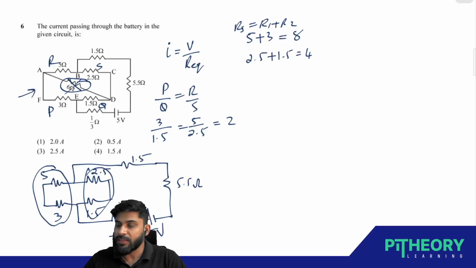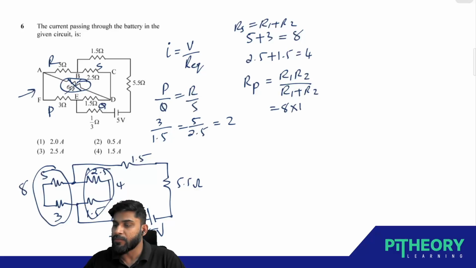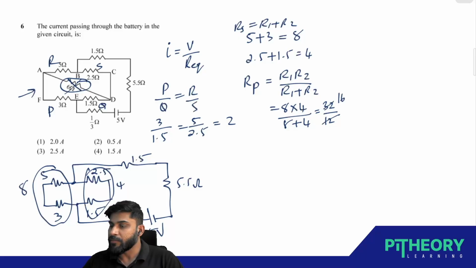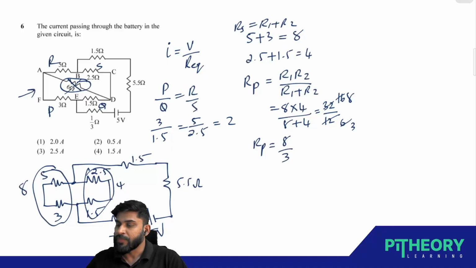Okay, now what is the simplest thing? This is 8 and this is 4. They two are parallel because they are connected between these 2 points. For two resistors in parallel connection, how do you find the equivalent resistance? RP you can write as R1 R2 divided by R1 plus R2. Applying this, 8 into 4 divided by 8 plus 4, so that is 32 divided by 12. Simplifying this, you're going to get 8 by 3. So the equivalent resistance of this is 8 by 3. So it's not over yet.